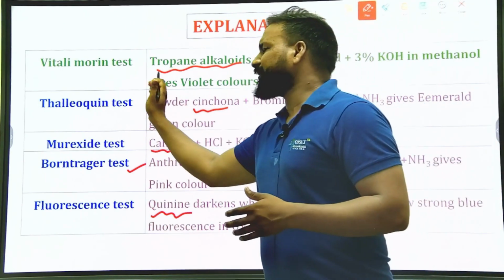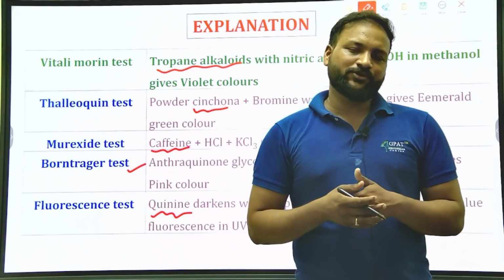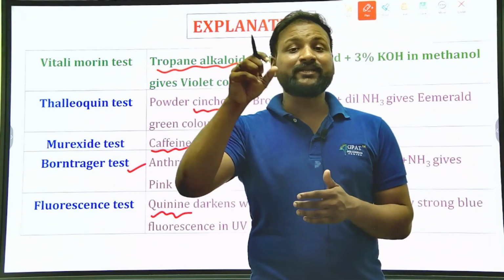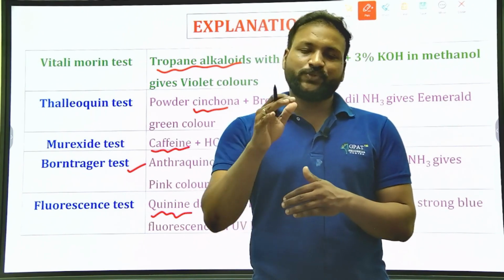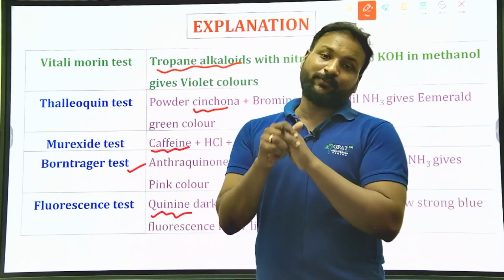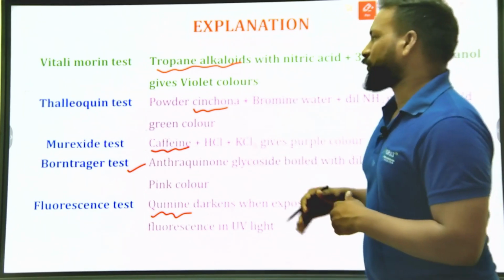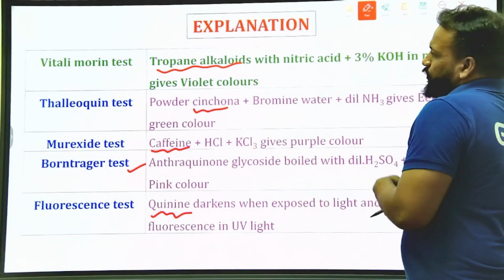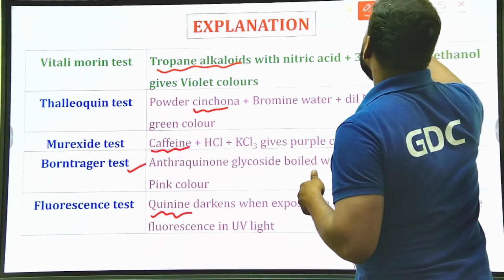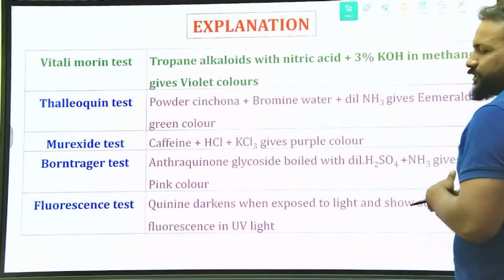So try to remember these tests; they are very important, because for some chemical constituents, for some secondary metabolites, there are specific named reactions or named identifications. Try to remember them because these are the most expected questions from the point of chemical tests. The Vitali Morin test is for the identification of tropane alkaloids, so belladonna and datura can be tested by it.